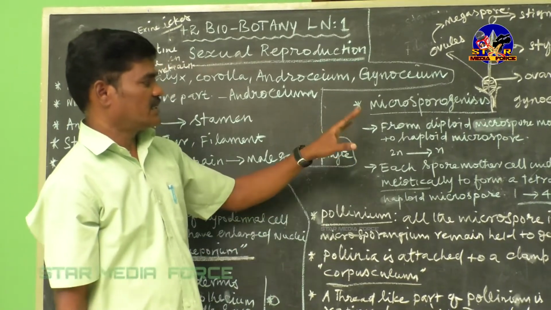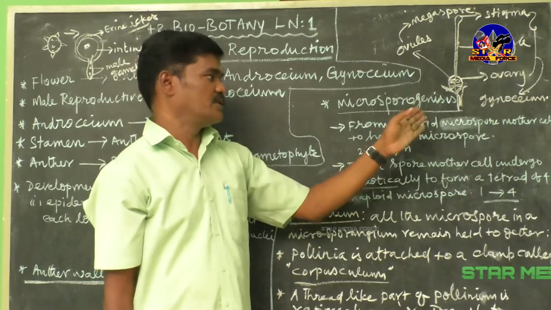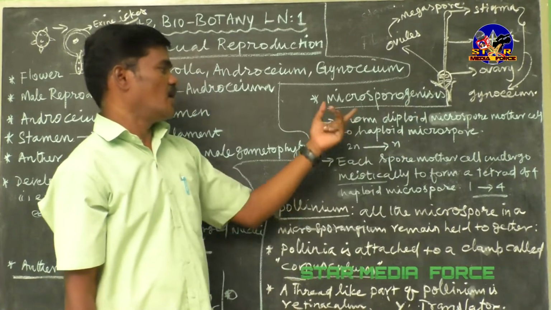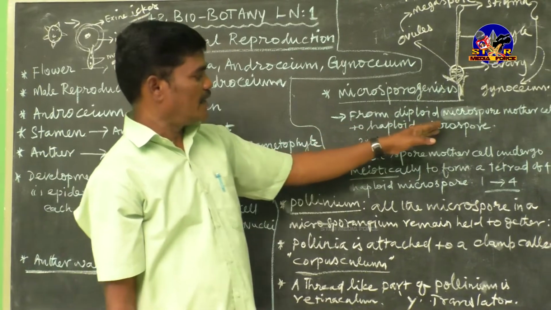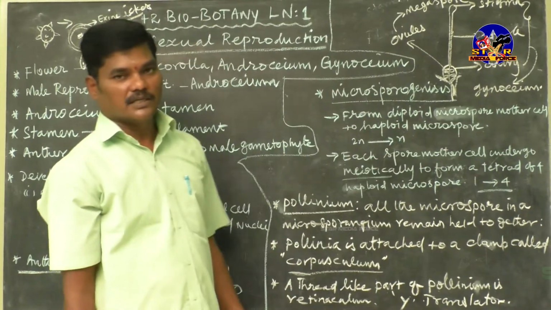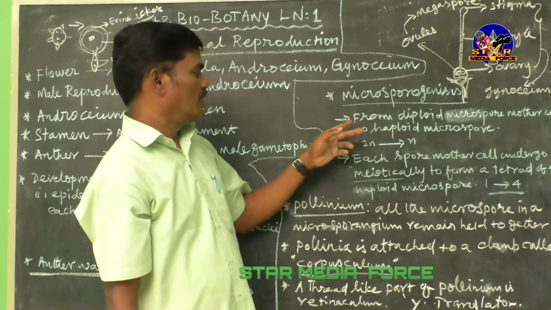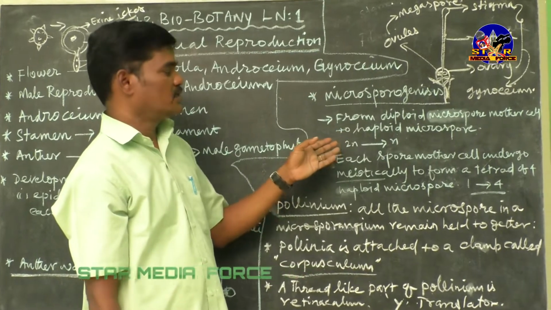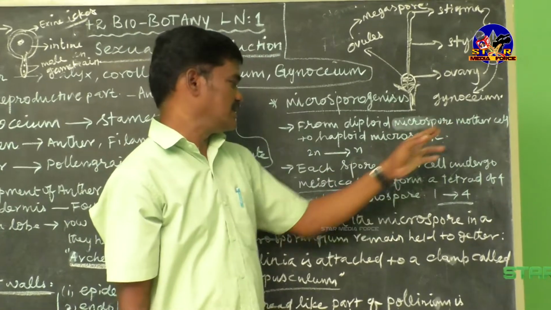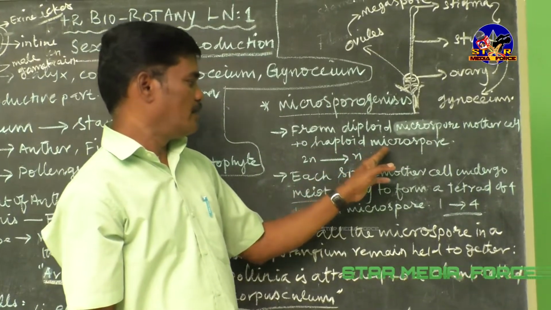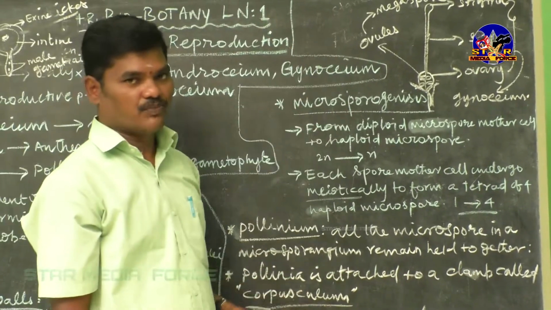First of all, we can see what microsporogenesis means. Genesis means is going to be produced. So microspores are going to be produced from the diploid microspore mother cell. Each and every cell has the diploid condition in the sporophyte, and after that gametes only are produced. It's reduced. So from the diploid microspore mother cell to haploid microspore cell, it's called microsporogenesis. So keep it in your mind.